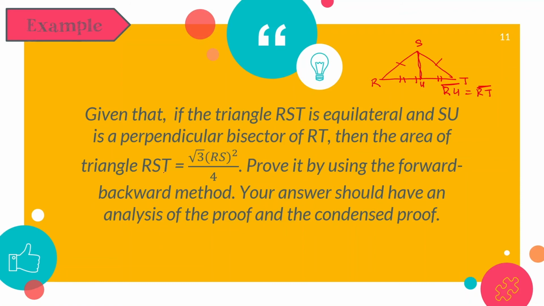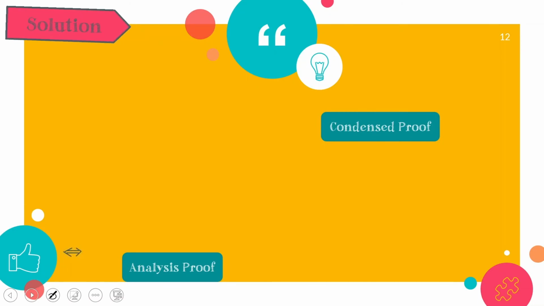Then the area of triangle RST is equal to root 3 RS square over 4. Prove it by using the forward-backward method. Your answer should have an analysis of the proof and the condensed proof. Basically, this question is written in the form of an implication, which is the if-then form. Where is the then? Here. After if and before then is the hypothesis, and after then is the conclusion. So let's see how to solve this.